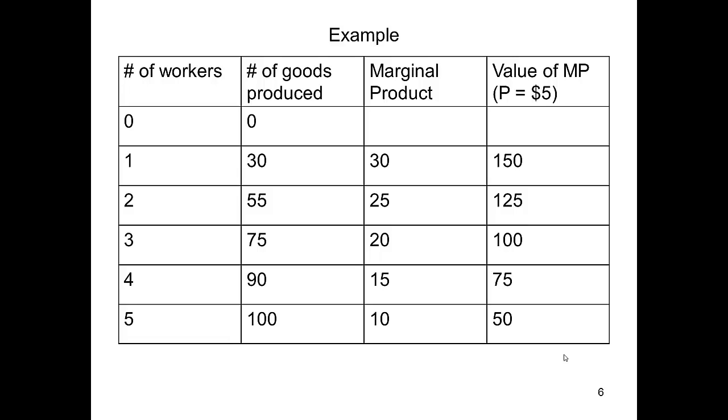Notice that I've embodied in this table two key assumptions. One is positive marginal product. Every time we add a worker, output does go up. But it's diminishing marginal product because that extra increase in output is getting smaller each time. And you can see that in the marginal product column.